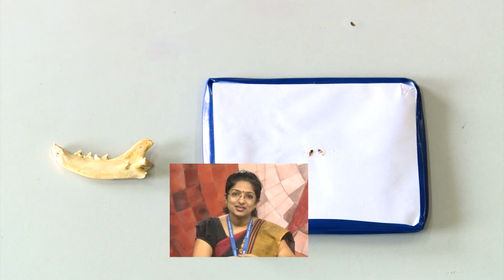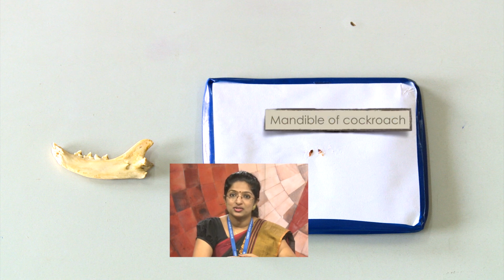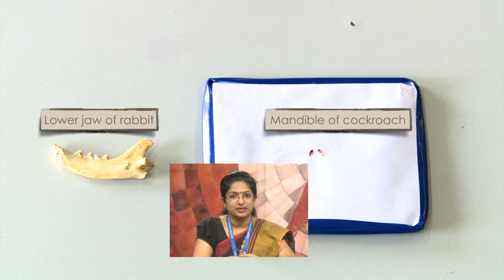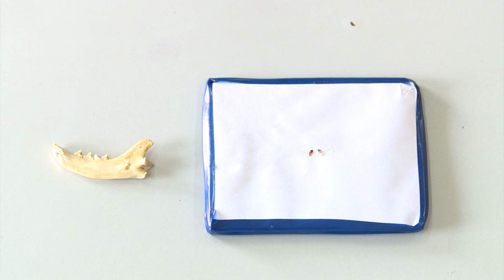Even though these two organs are different with respect to their origin and structure, both these organs have evolved for the same function, that is flight. So, these two organs are analogous because anatomically and structurally they are different from each other, but they are similar only in function. Let us look at another example for analogous organs, the mandible of cockroach and the lower jaw of rabbit. Let us see how these organs are different from each other.